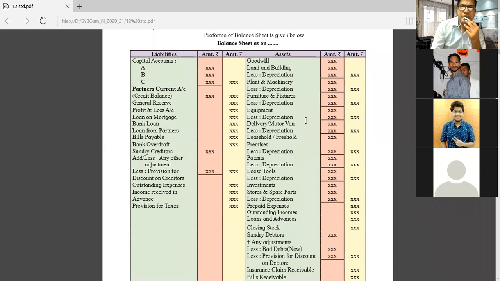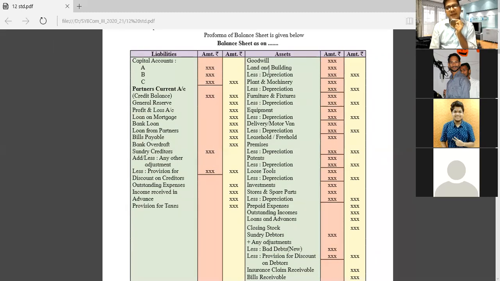One thing you have to remember, land is not a depreciable asset. We will not deduct depreciation from land. If land and building is there, that time we will deduct depreciation. If only land is there, we will not deduct depreciation from the land amount, because land is not a depreciable asset. These things you have to keep in mind.